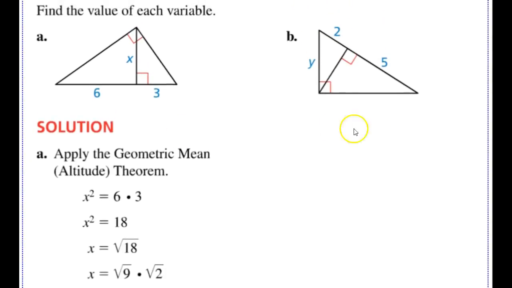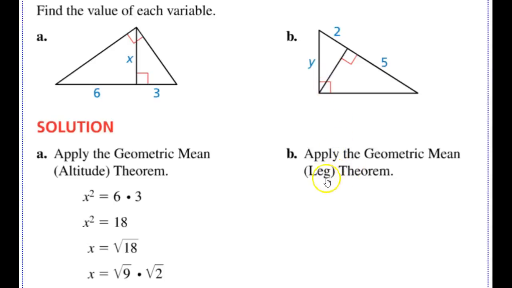So now let's look at B. Here I'm looking at one of the sides of my different triangles, right? The hypotenuse of my small triangle is what I'm really looking at. So now we're going to use the geometric mean leg theorem. So I know that y squared is equal to 2, the little piece, times the whole big piece. To find the entire big piece, I have to add these two values together.